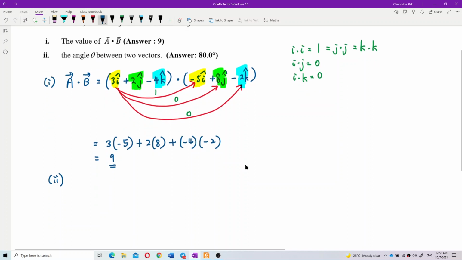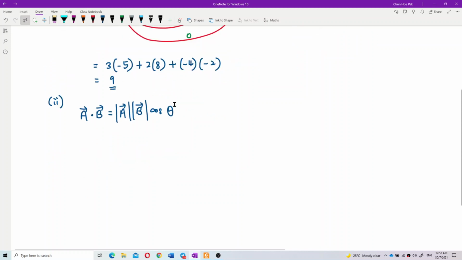Let us understand more about this formula, the dot product. A dot B is equal to the magnitude of A multiplied by the magnitude of B cos theta. For dot product, you use cos theta, but for cross product, you use sin theta. One thing to note, you must understand each part of this.